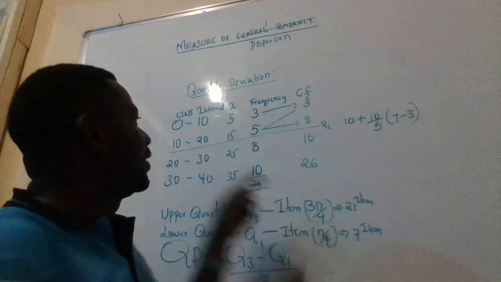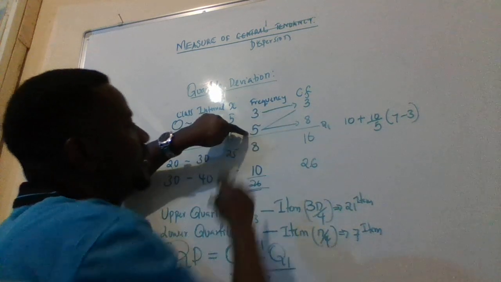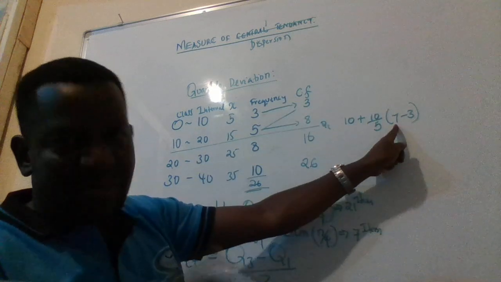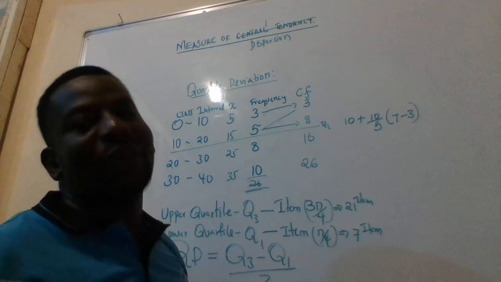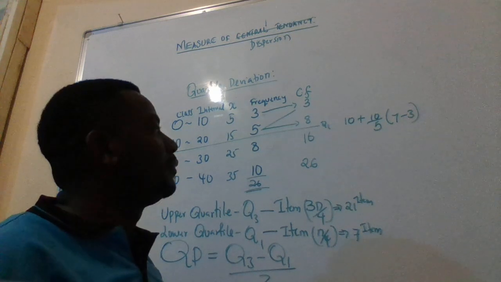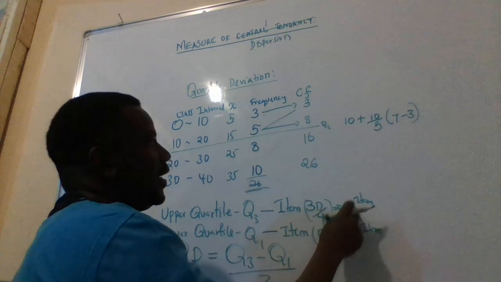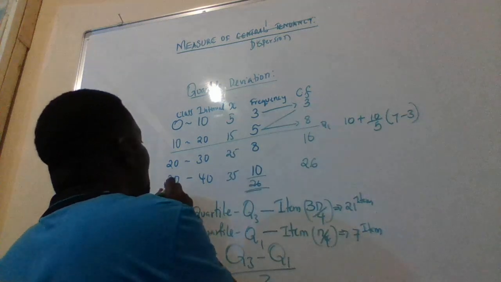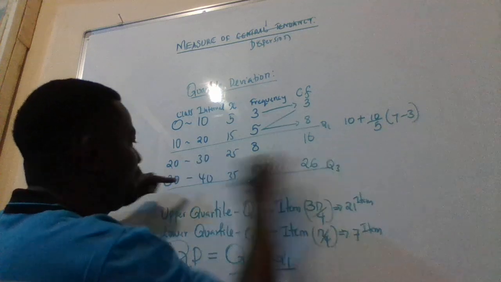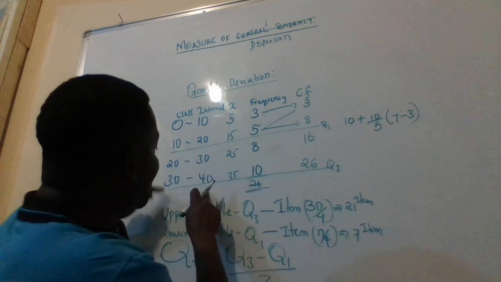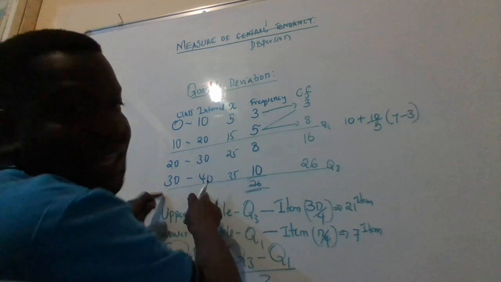10 plus the difference, I is the difference between these two. Frequency is 5. Then item minus the upper CF. That will give us Q1. Since the item is 21 here, 21 is contained here. So I will underline this, and my Q3 will come out of this. In fact, Q3 is between 30 and 40.